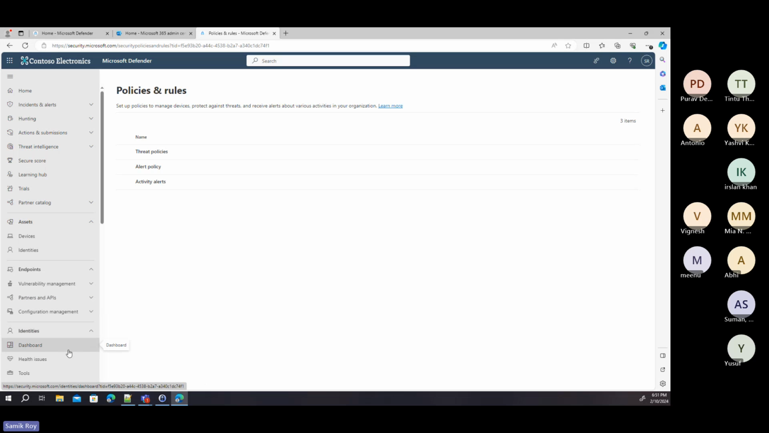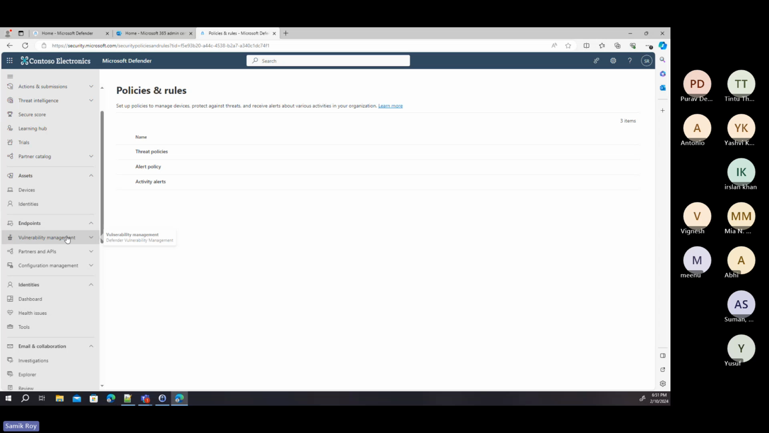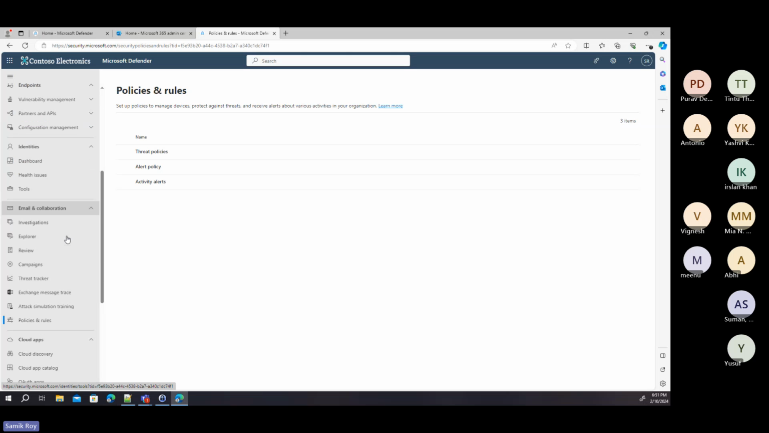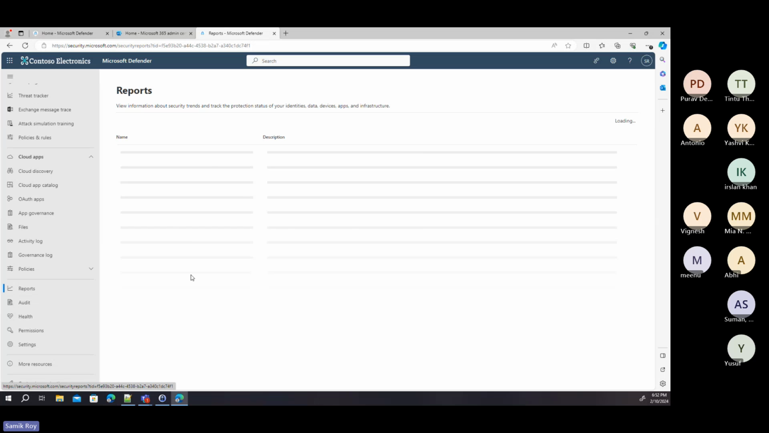If I look at identities, this is where you can look at your details around identities, and the very specific piece is assets, which is a combination of your devices and identities. Devices come from Endpoint, and identities are your Entra ID identities. And then Endpoint helps you utilize vulnerability management, any APIs, any configuration management tools and things like that. And coming to the bottom, you have a report section as well, wherein you get a combined report across all the tools.